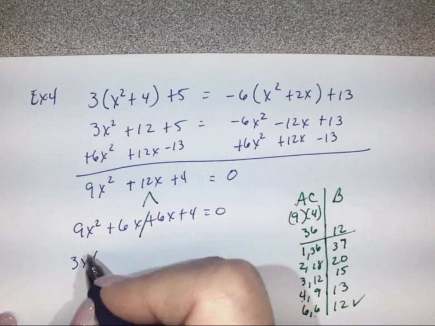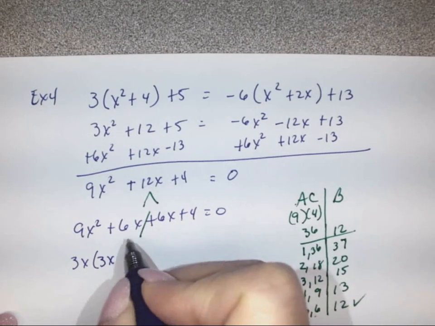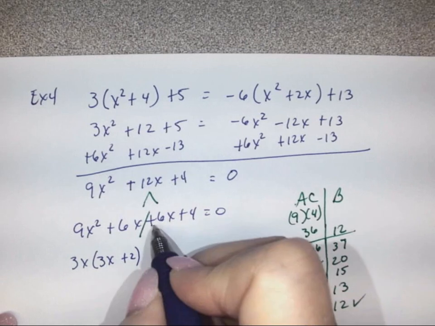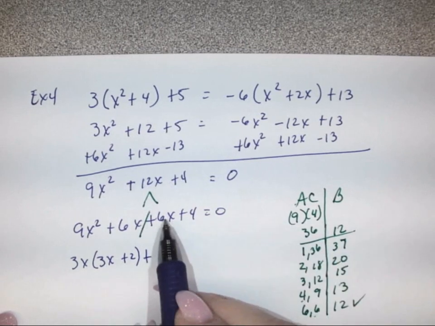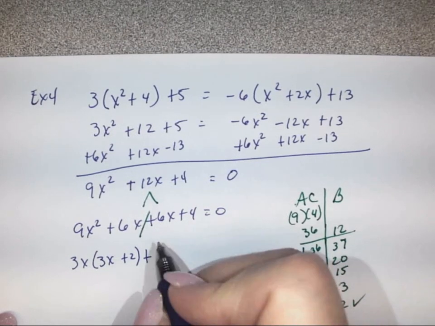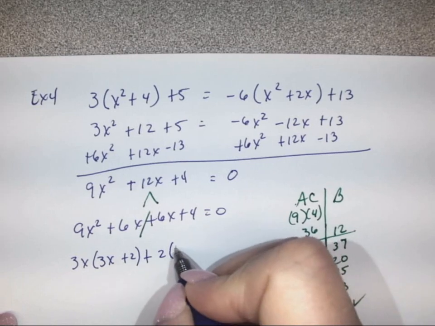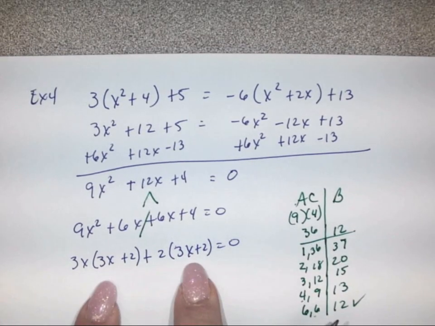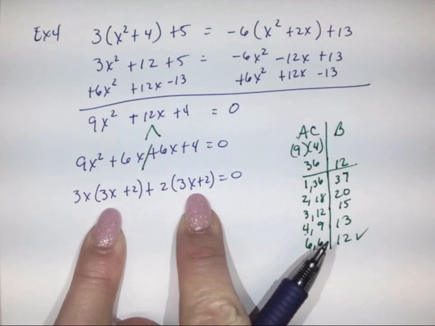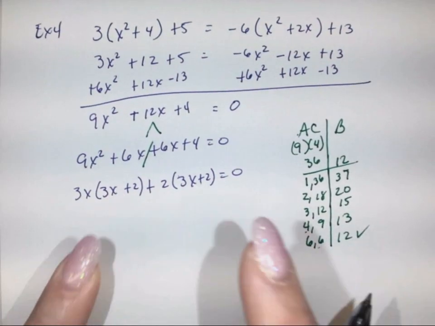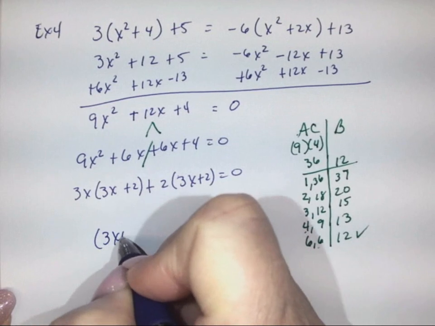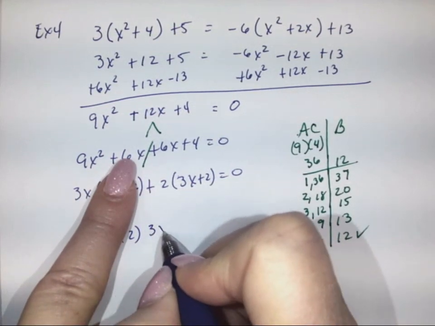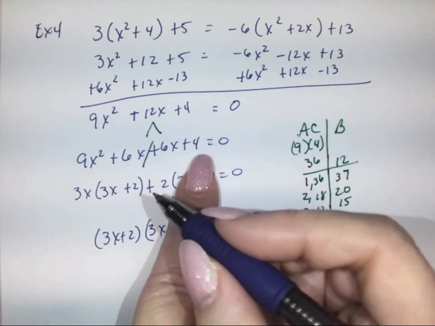9x squared divided by 3x will leave us with 3x. 6x divided by 3x will leave us with a 2. Bring down our positive sign. Between a 6x and a 4, I can factor out 2, and I'm left with 3x plus 2. Our parentheses match, so we know we did it correctly. Factor out that parentheses, the greatest common factor, and we're left with 3x on this side, and over here a plus 2.